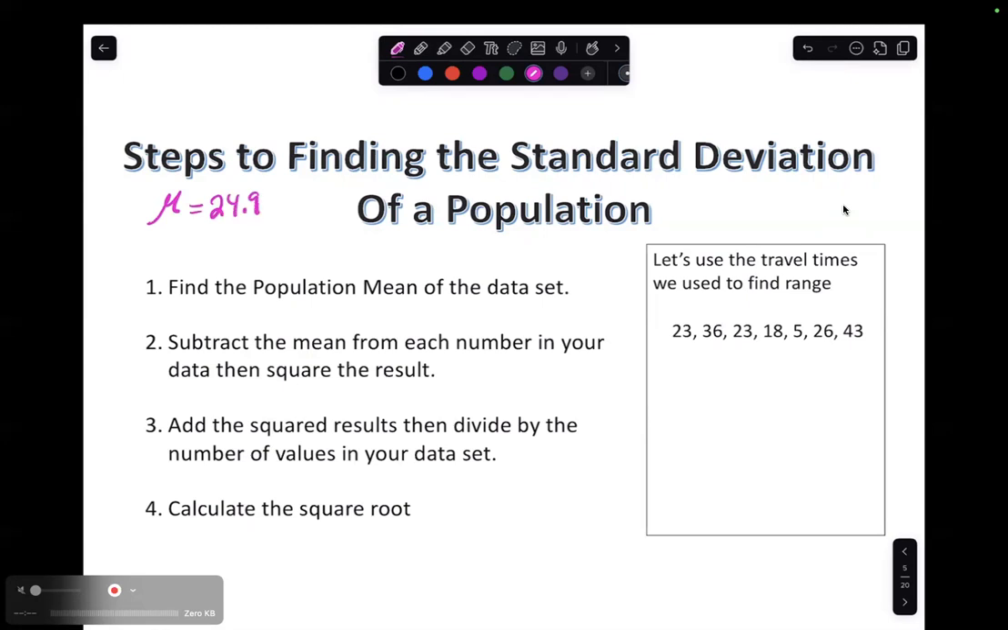Okay. So what I'm going to do is take each of these data values, subtract the mean, and then square it. So we have 23 minus 24.9 squared. If you're doing this on your calculator, use parentheses just as I have written it. So you do parenthesis 23 minus 24.9, close your parenthesis, then hit the x squared button.